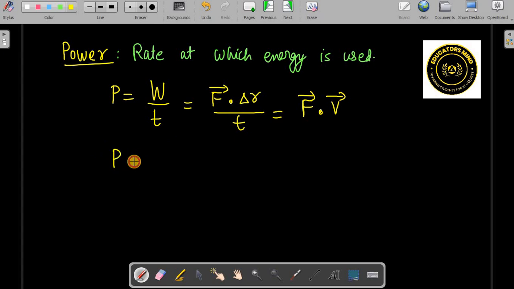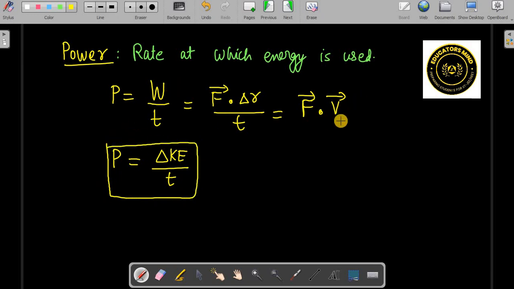And if there are no other forces, only conservative forces are applied, then work is the change of kinetic energy. So power is also equal to the rate of change of kinetic energy. This is the instantaneous power.